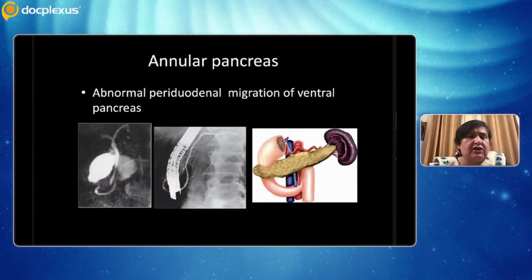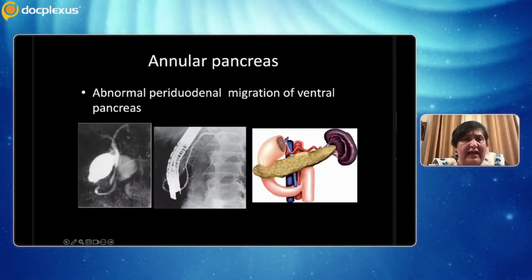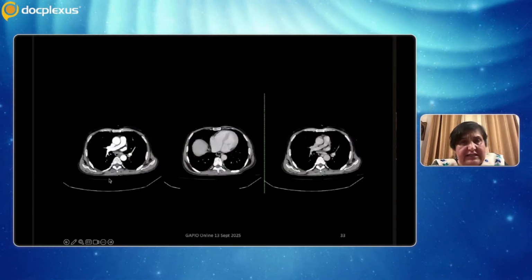Annular pancreas occurs due to abnormal periduodenal migration of the ventral pancreas, and it appears like the pancreas is completely encircling the duodenum, and it causes a narrowing of the duodenum. Differential diagnosis would be conditions such as duodenal stenosis, duodenal atresia, or duodenal webs. And this is what the pancreatic duct would look like because it is encircling the duodenum in this particular case.